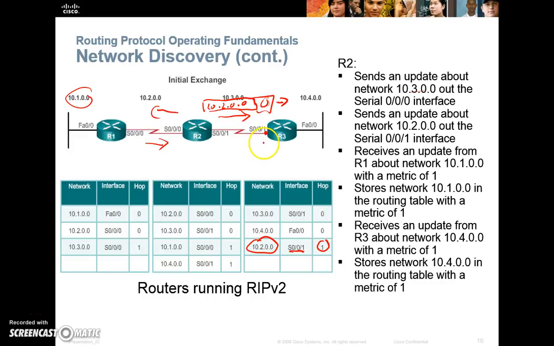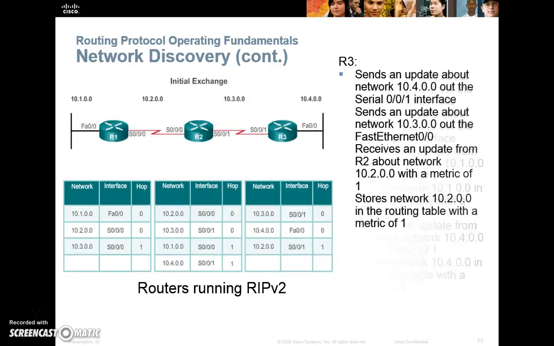Next, R3 will also send an update to R2 about this network. R3 will say, I'm also connected to this network, 10.4, and 0 hops away. And the same thing, this will be updated in the routing table for R2. So this is the initial exchange, the first step of exchange, for R2. R2 sends an update to R3 and receives an update from R3. Similarly, he sends an update to R1 and receives an update from R1, and all three routers will start to update their routing tables.